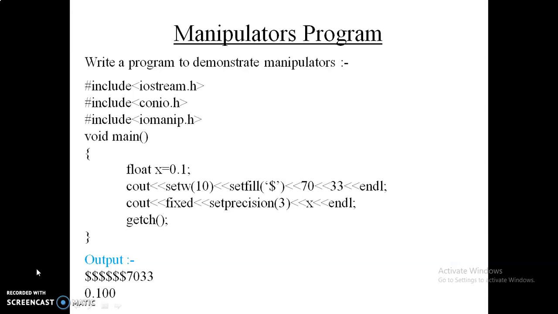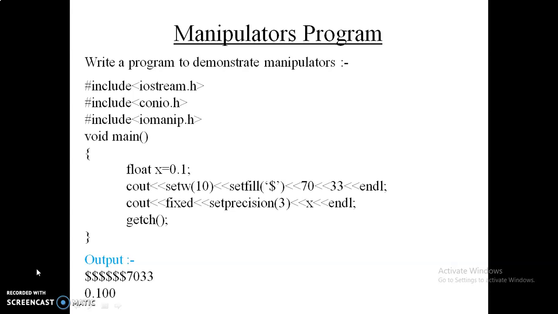Here first of all we declared one variable x having the data type float as 0.1. The second line represents cout, then the setw function. Here the setw function is 10, so it is used to set the width of the output. As we have already seen, setfill is used after setw. So here setw is equal to 10, so it sets the output width equal to 10.